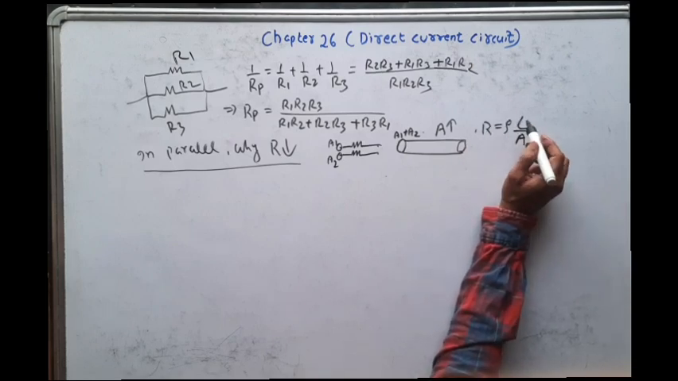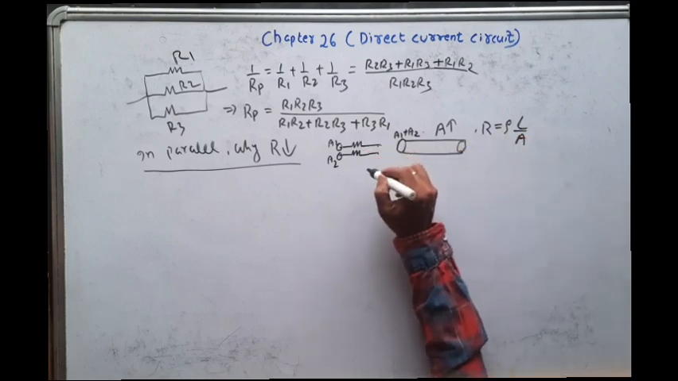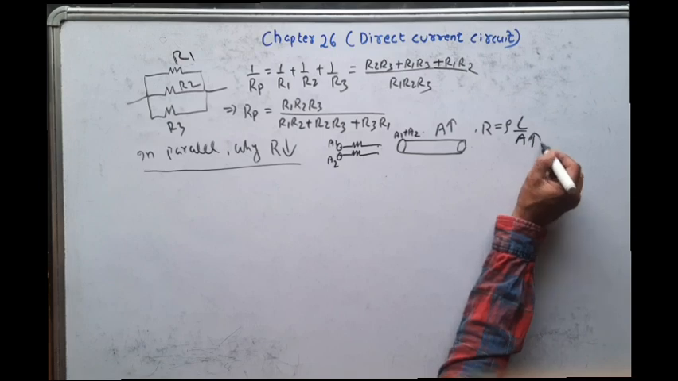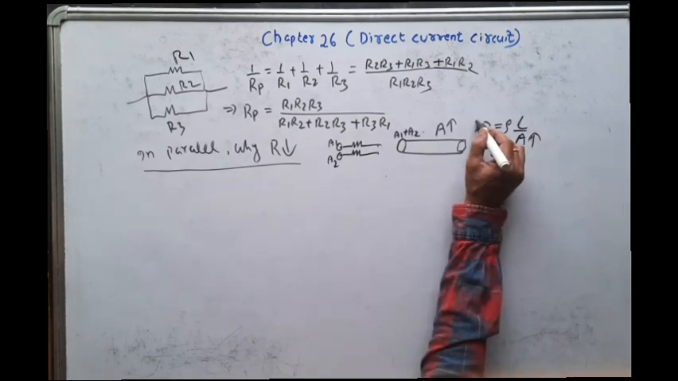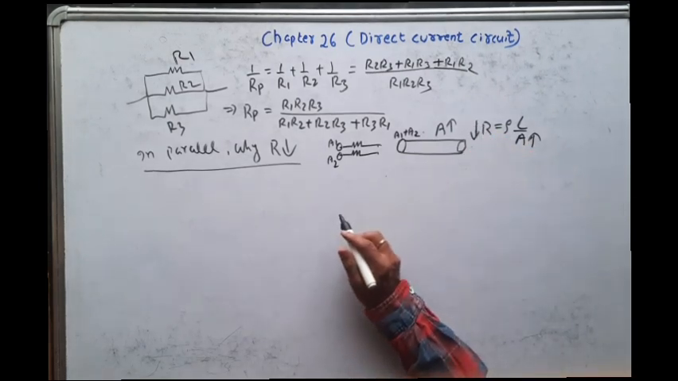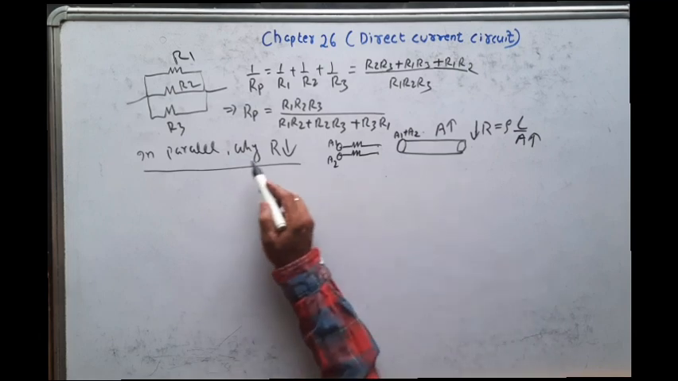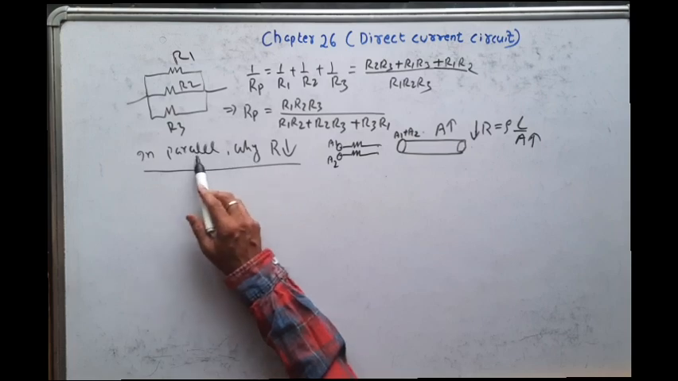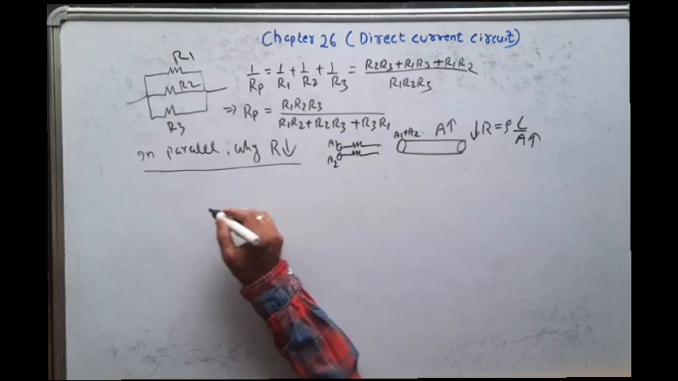So here rho is constant, L is constant for every resistor. But if both are connected in parallel, the area of cross section increases. If the area of cross section increases, then the net resistance will decrease. This is the fundamental concept of why in parallel connection resistance decreases.